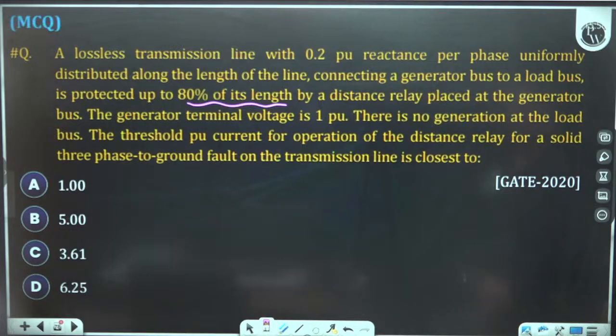The generator terminal voltage is 1 pu. There is no generation at the load bus. The threshold pu current for the operation of the distance relay for a solid 3-phase fault, such that 80% of the line is protected, is?